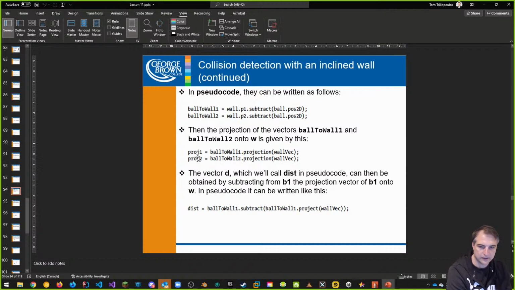Then the projection of the vectors ball to wall 1 and ball to wall 2 onto W is given by projection 1, the ball to wall projection, where we pass in the wall vector itself. And then ball to wall 2 projected onto the wall vector gives projection 2. When we talk about pseudocode, we're imagining that we have a subtract function and a projection function. Remember, we can make our own projection function by making use of dot product, okay?